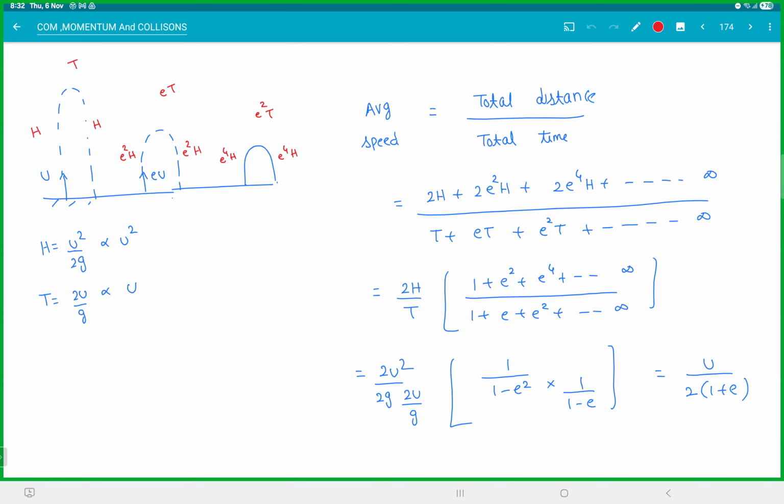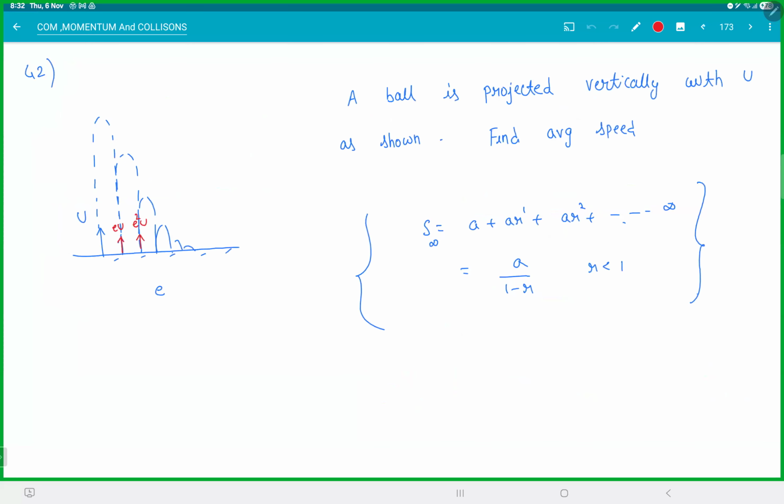Let's go ahead. The last thing that we did was this one, an infinite GP. So let's say we have a dumbbell here of mass 2m and m. It is unequal masses.